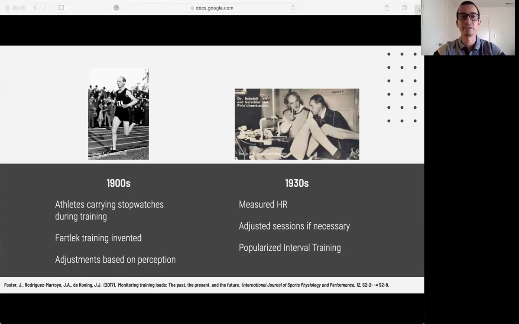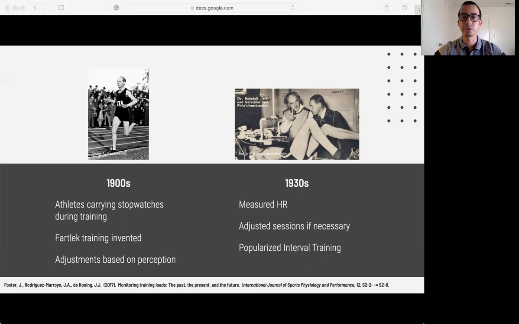In the early 1900s, we started to see athletes carrying their stopwatches during training. Paavo Nurmi, who we see in this image, or the Flying Finn, ran on the track using a stopwatch. Whether he used it to monitor his race pace or to just monitor his training load over time, we don't know, but he was carrying the stopwatch in the early 1900s. Soon after that, we saw Gösta Holmér, who invented fartlek training and who would include sections of his run that were at race pace during his training.